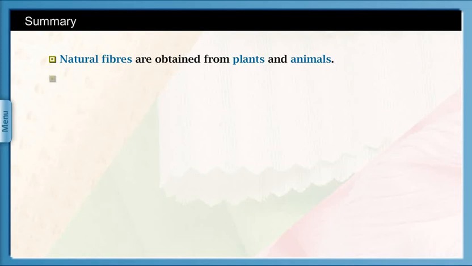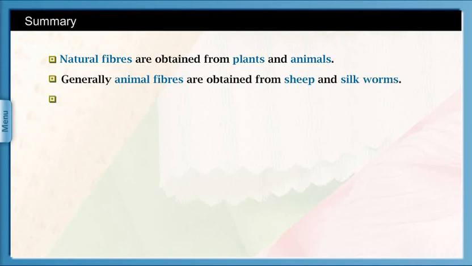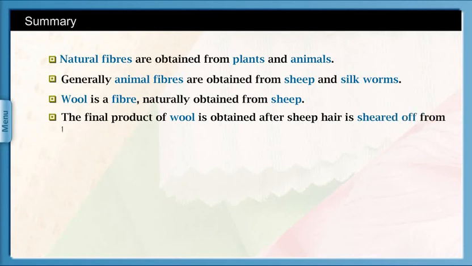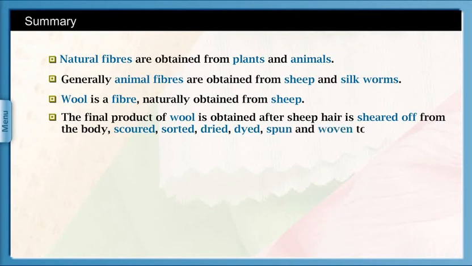Summary. Natural fibers are obtained from plants and animals. Generally, animal fibers are obtained from sheep and silkworms. Wool is a fiber naturally obtained from sheep. The final product of wool is obtained after sheep hair is sheared off from the body, scoured, sorted, dried, dyed, spun, and woven to yield wool.